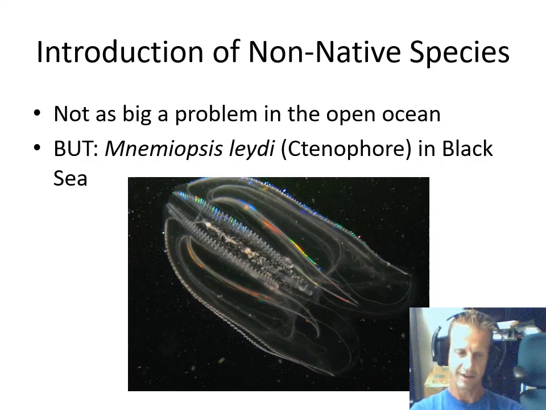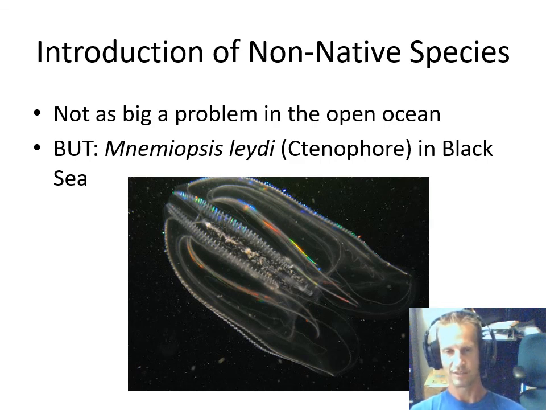Something that is also an environmental impact that doesn't usually affect the pelagic environment but can be a problem is introduction of non-native species. The reason introduction of non-native species is not usually a problem in the pelagic environment is because the pelagic environment is already very interconnected from one part of the world to the next. So there's not many species that could live in the pelagic environment that are not already there.